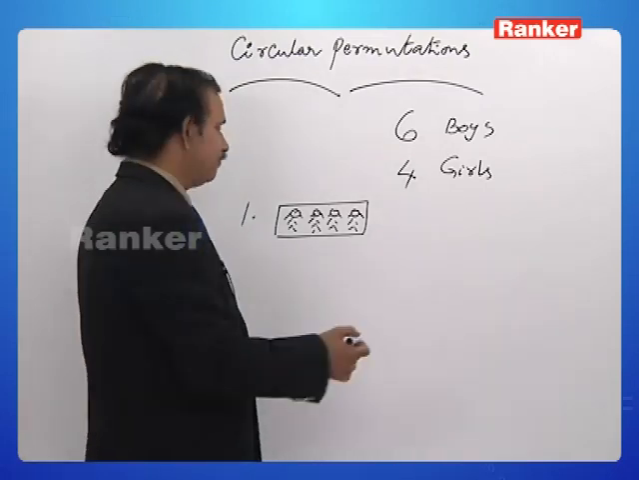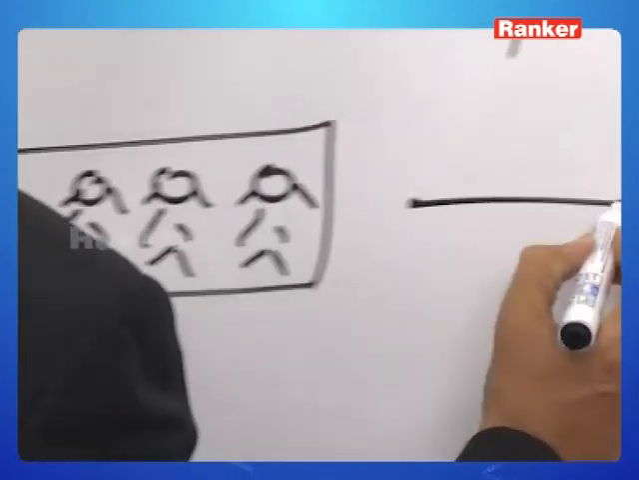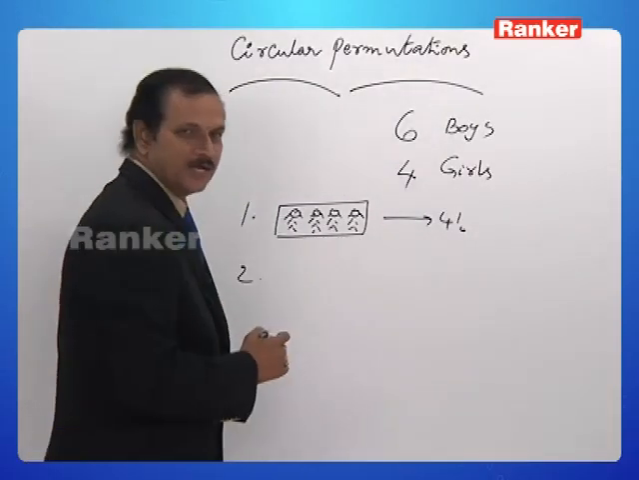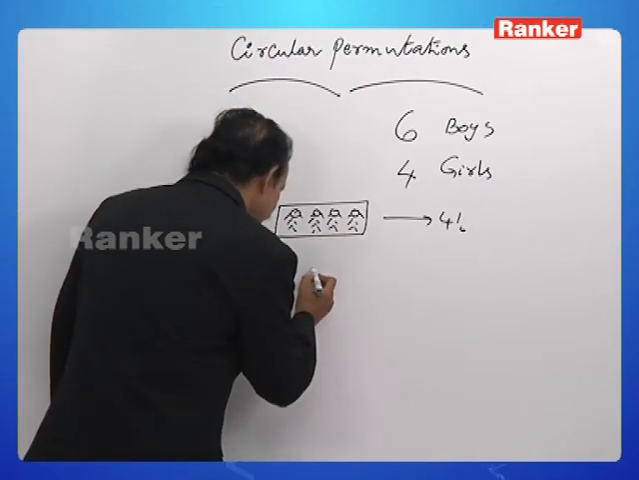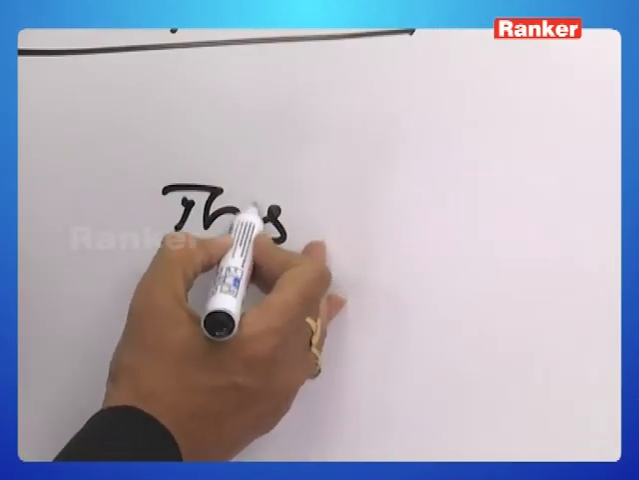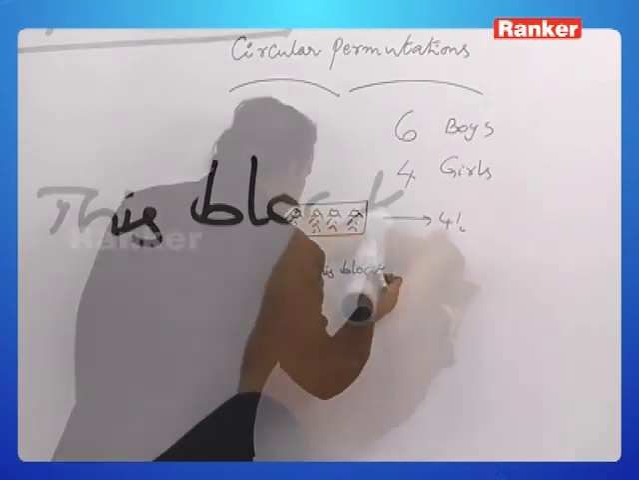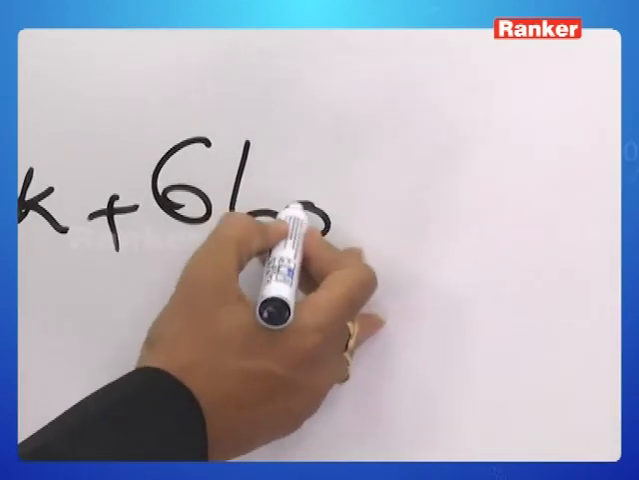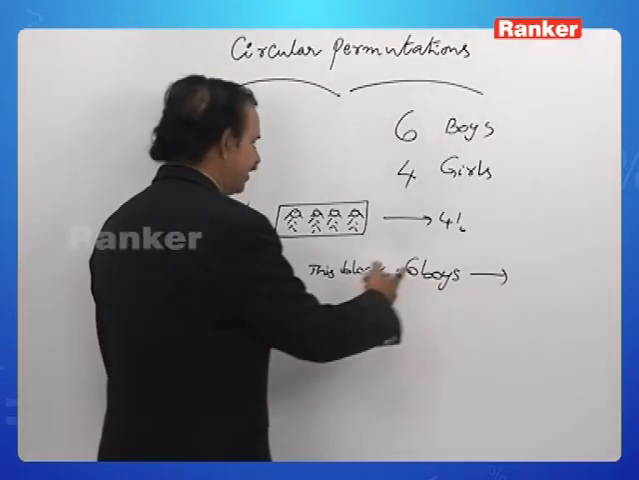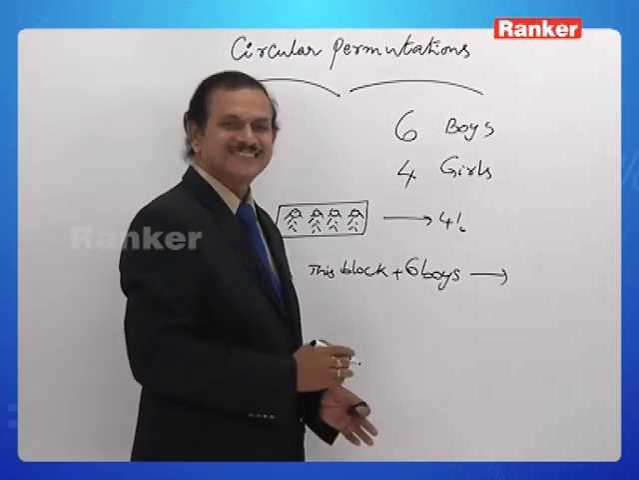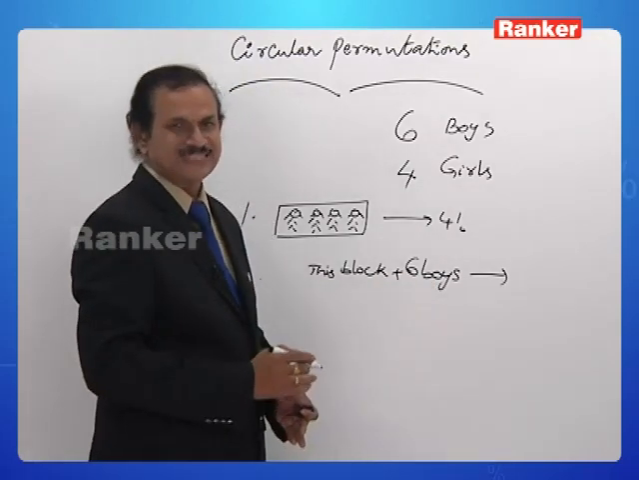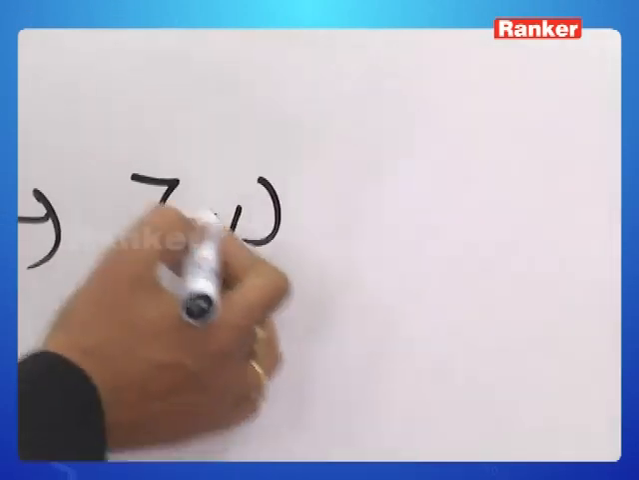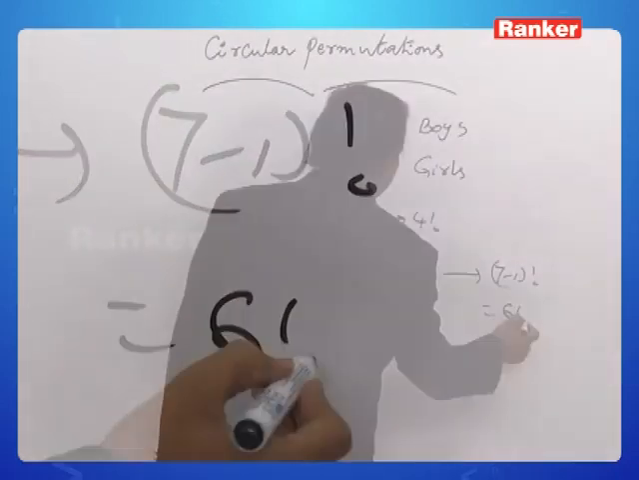4 girls. How can you make those 4 girls in a block? It can be done in 4 factorial ways. The second piece of work: along with this block, plus what are remaining? 6 boys. How many are they in number? 6 plus 1, 7 persons. 7 persons can be arranged around a circle. How many ways? 7 minus 1 factorial, that is 6 factorial.